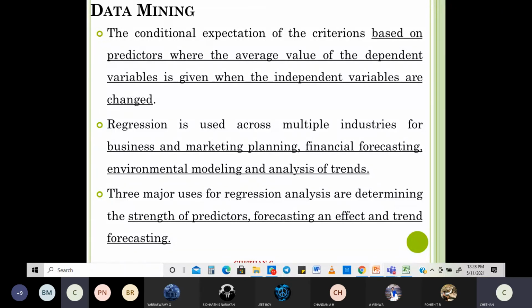What are the three major uses of regression analysis? The first is the strength of predictors, then forecasting and effect, which I told you just now. Trend forecasting, which I again told you. All those can be taken as an example for finding out the cost of your house in the next 10 years.